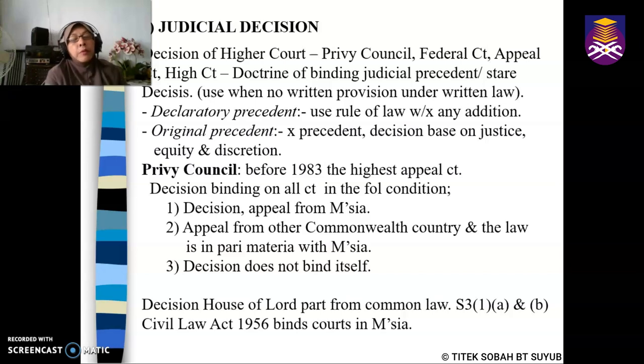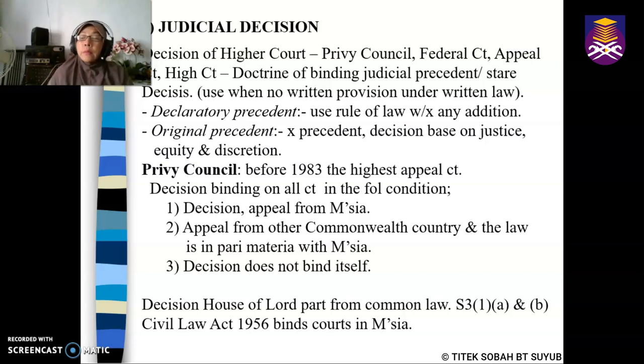So this is the Commonwealth country, before they gained independence. So if the appeal is from another Commonwealth country, and the law of that Commonwealth country is in pari materia, it's actually similar to our law, then of course, under that situation, that case will be binding on us. Many of our statutes are similar to the Indian statutes. Because of that, the law here in Malaysia and the law there in India is quite similar. So that's why, most of the time, we will also be referring to cases from India.